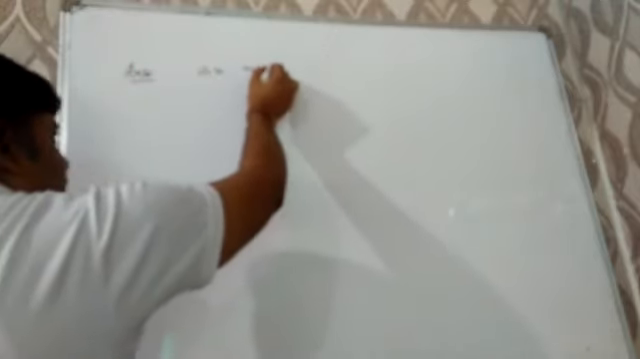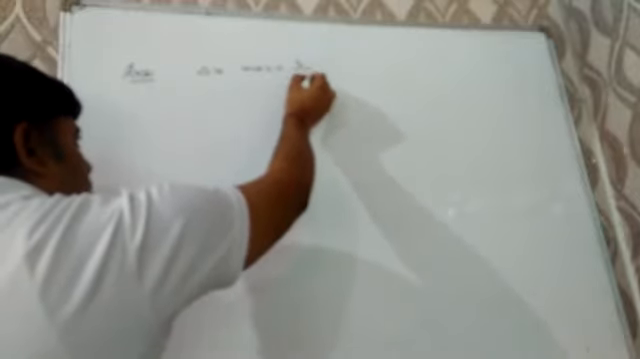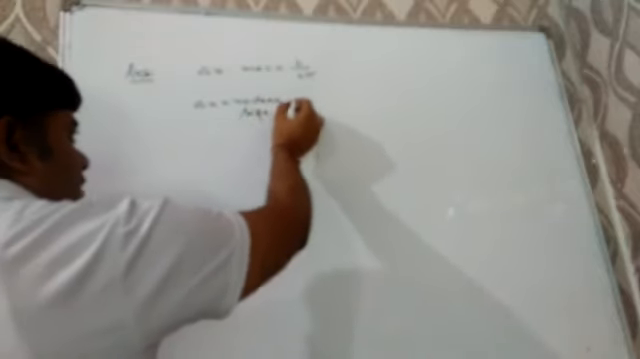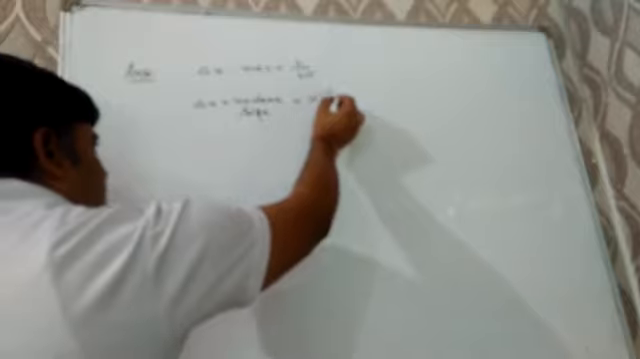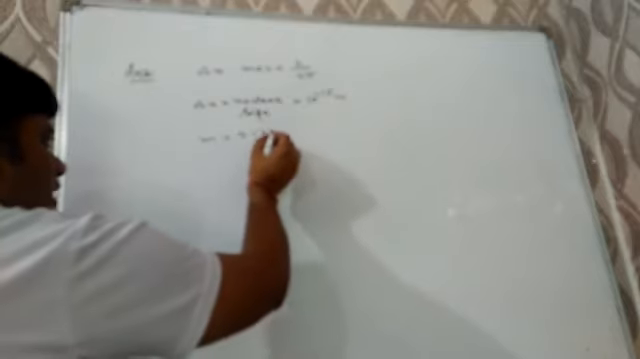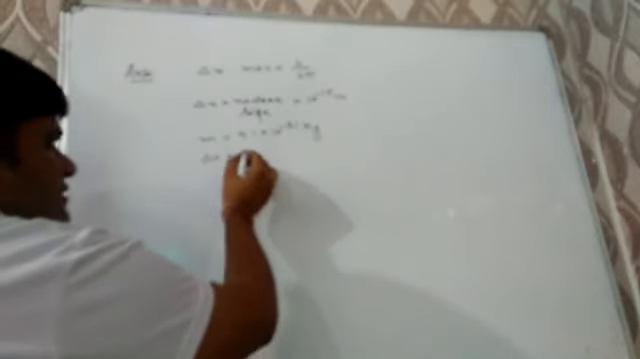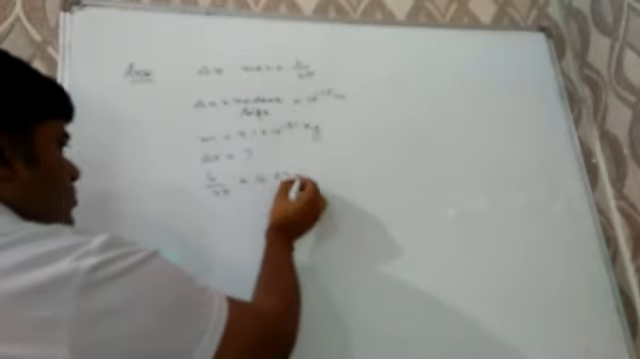Now we can apply the relation delta x into m delta v, that is equal to h upon 4 pi. Delta x is given, that is order of nuclear size, and we know order of nuclear size is 10 to the power minus 15 meter. M, we know mass of electron is 9.1 into 10 to the power minus 31 kilogram. Delta v we need to find. H upon 4 pi we know, that is 5.27 into 10 to the power minus 35.